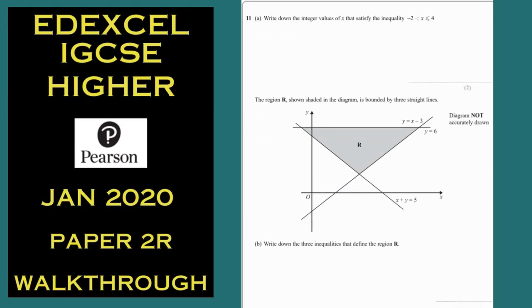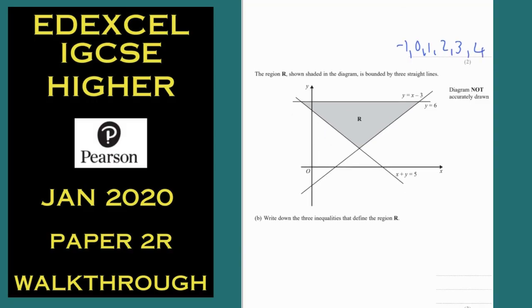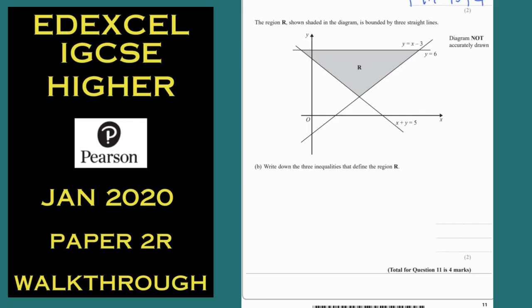Number 11. Write down the integer values. It's always a big list. So what integers could x be? Well, it can't be as low as -2. So the lowest it can be is -1. And we write them all down. No shortcuts. But we can go as high as 4. Job done.